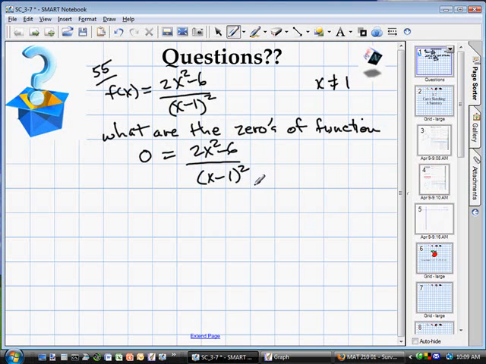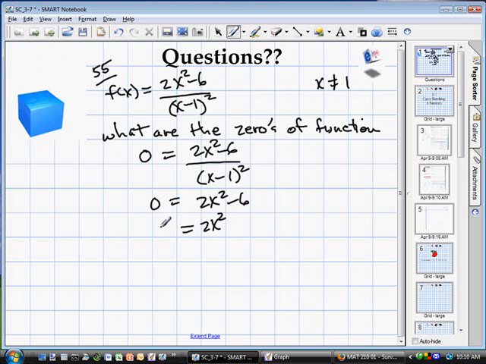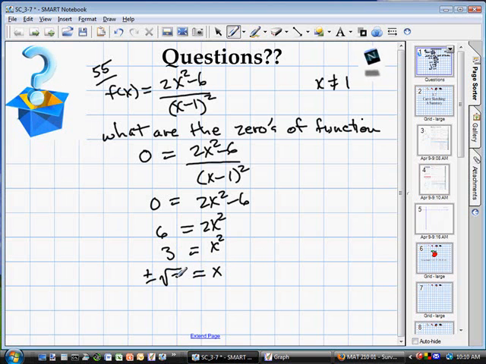Well, in this case, we could multiply both sides by x minus 1 squared, and then we just have 0, you know, it's goodbye denominator. Then you'd have this, and we could solve for x. 2x squared equals 6, x squared equals 3. So it looks like there's two places where the graph will cross the x-axis. Plus square root of 3, minus square root of 3. So those are interesting points.